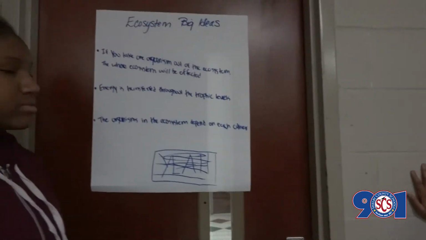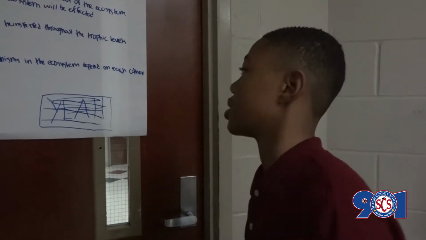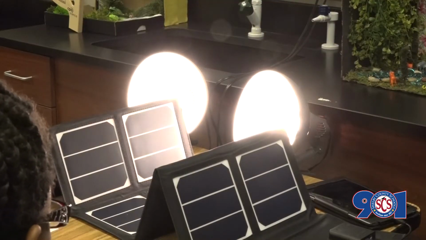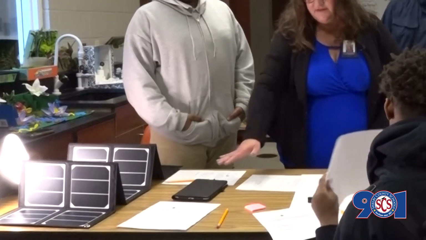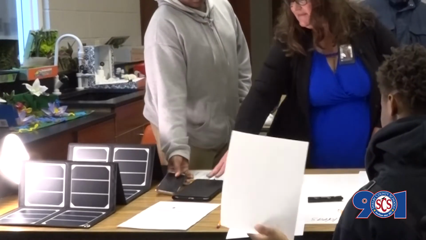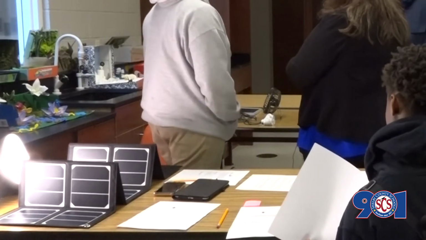Energy is transferred throughout the trophic levels, and the organisms in the ecosystem depend on each other. Over in the solar center, we have a solar pad, and I have set up adapters for electronics. They also powered my phone and some other electronics over there just to see that when it was plugged in, it was a useful source of energy because they could see the charge buttons hit.